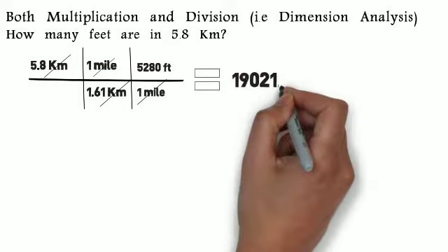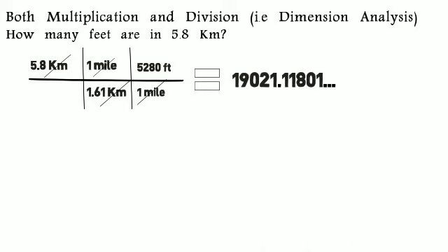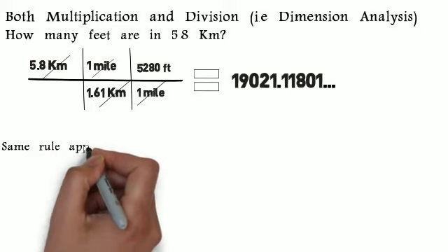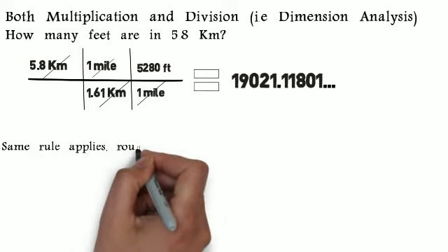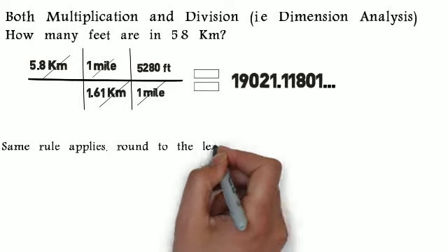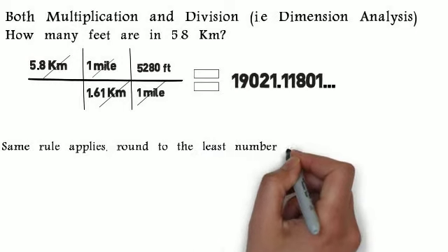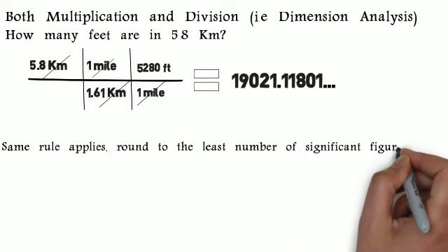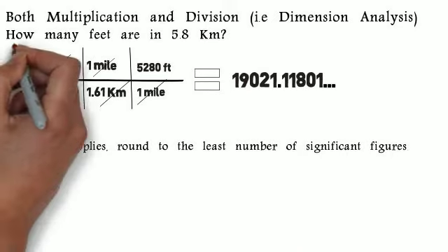So the answer to this problem, when you just multiply across the top, multiply across the bottom, do the division, as we learned when we did dimensional analysis, is 1,921.11801. But we're going to use the same rule for significant figures. We're going to round to the least number of significant figures in the problem.